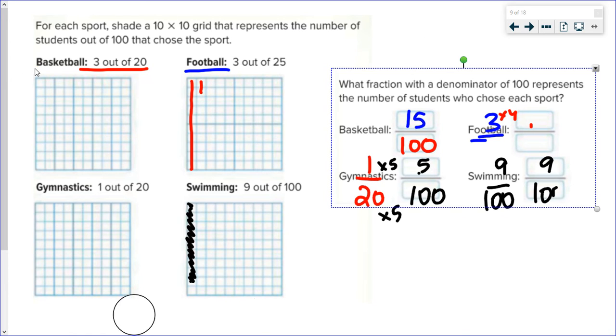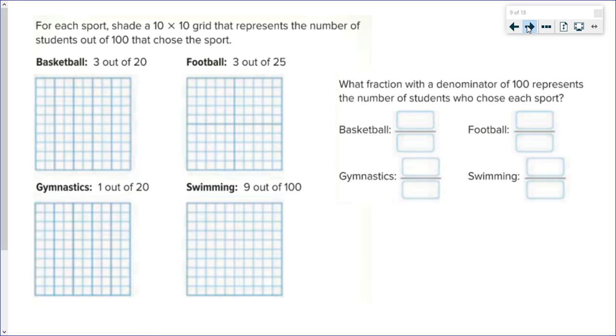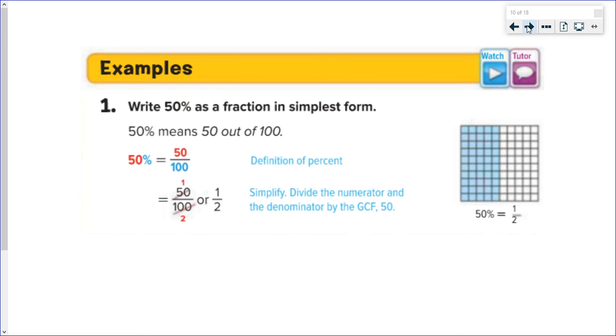Okay, hopefully you followed along with that pretty well. All right, now let's get into what lesson 3 is going to ask you to do. So this first example might ask you to write a percentage as a fraction in simplest form. So if this one says write 50% as a fraction in simplest form, 50% means 50 out of 100. That's what we just worked out, right?